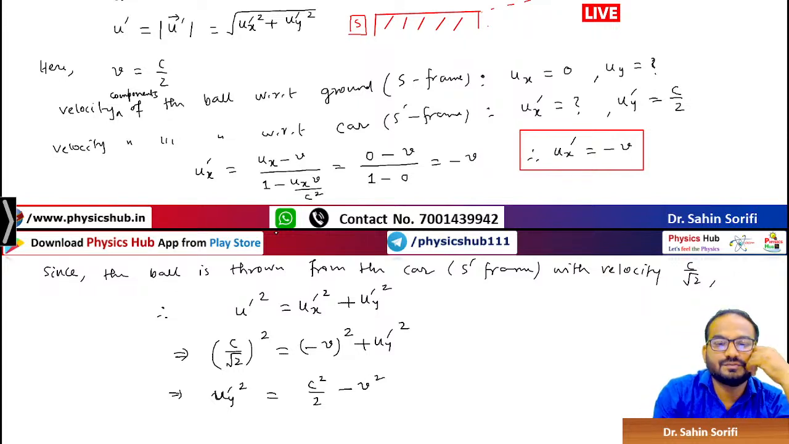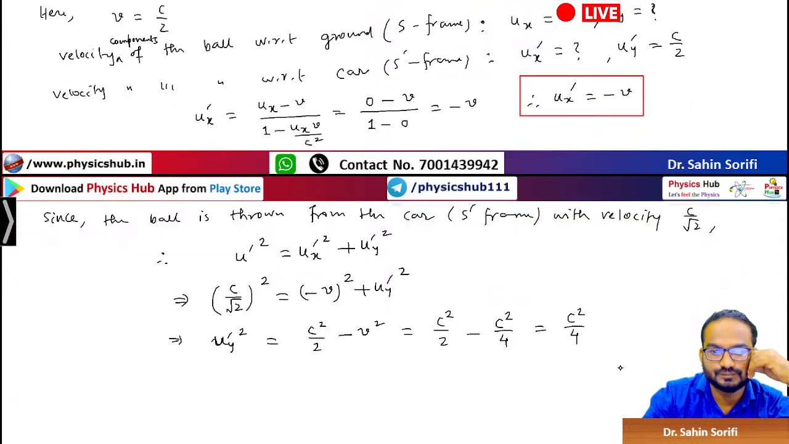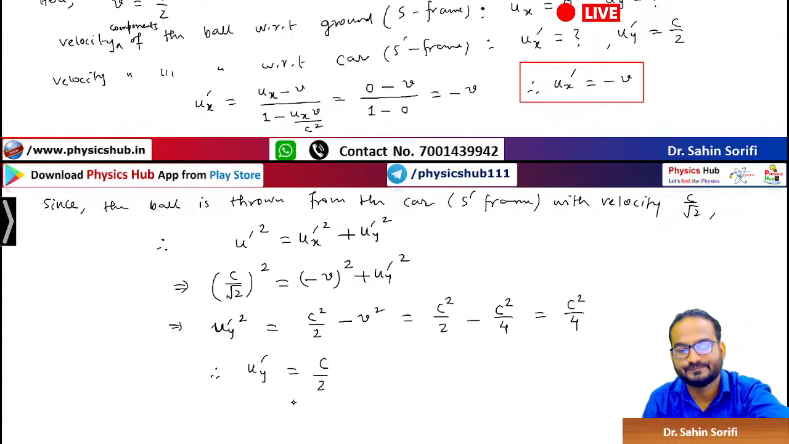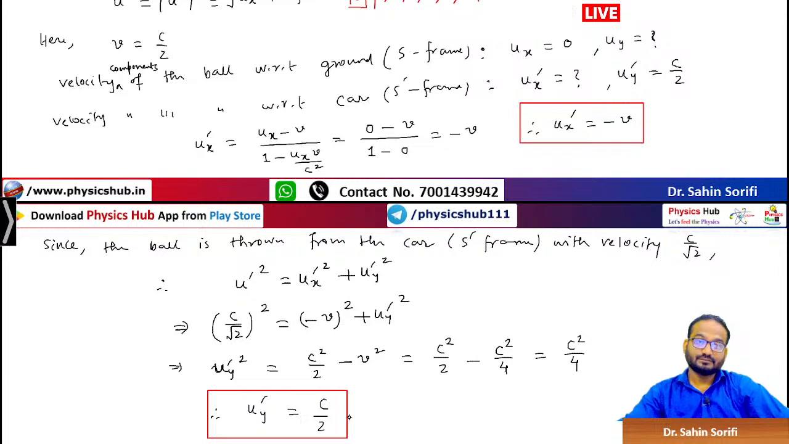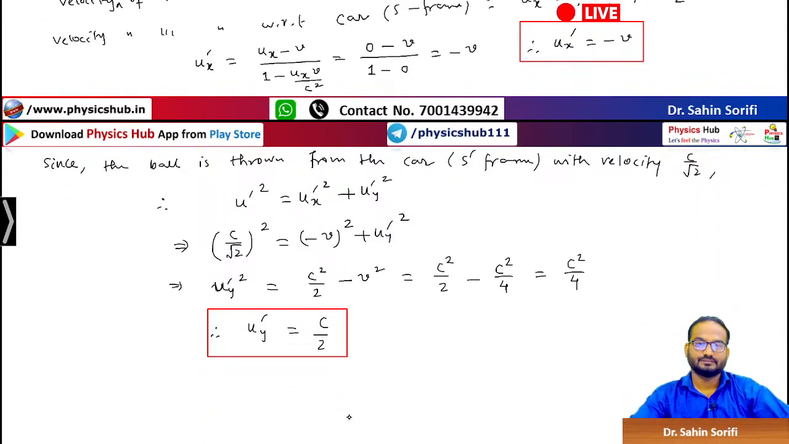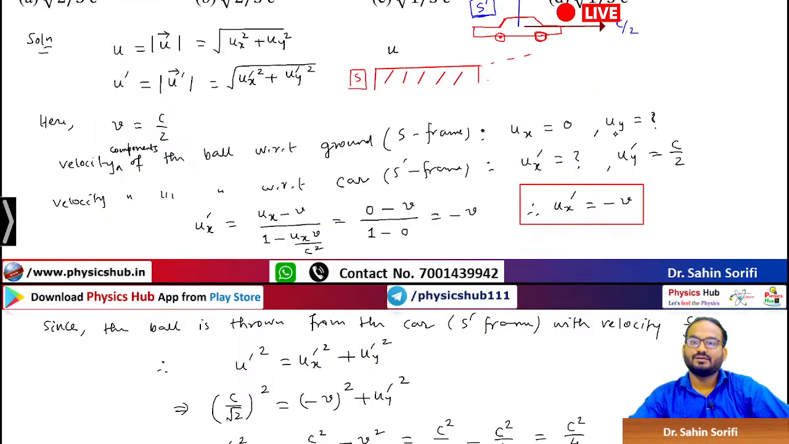Now v is equal to c by 2. Let's put the value: c square by 2 minus c square by 4. So this is your c square by 4. That means uy prime is equal to c by 2.